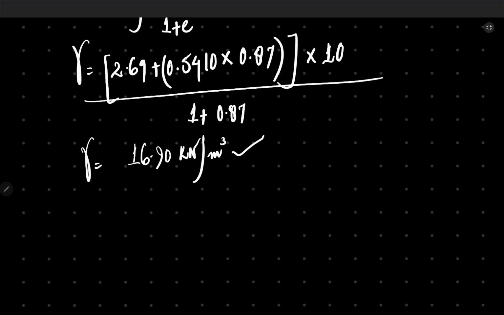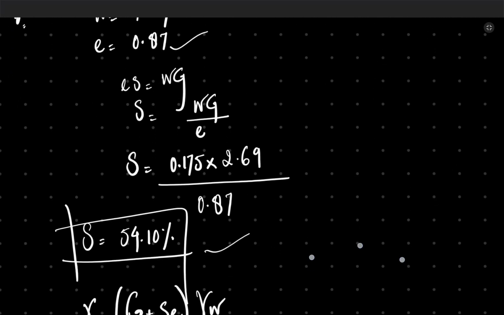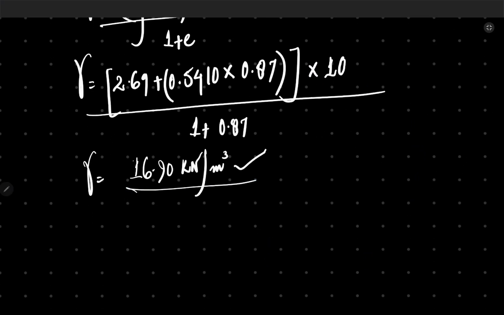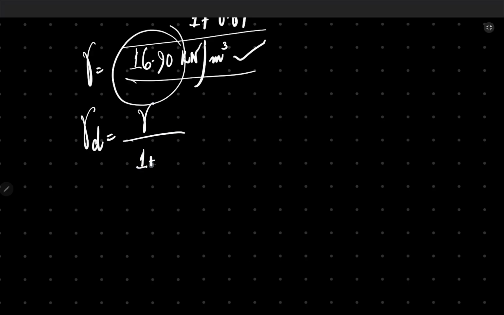So the total unit weight or the bulk unit weight that the question asked to find is equivalent to 16.90 kilonewton per cubic meter in this case. The next thing that we need to find is the dry unit weight. Since we know the total unit weight or the bulk unit weight, we can easily find the dry unit weight, which is equal to total unit weight or the bulk unit weight divided by 1 plus water content.